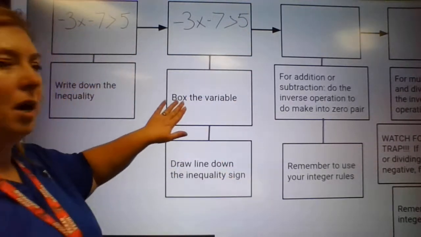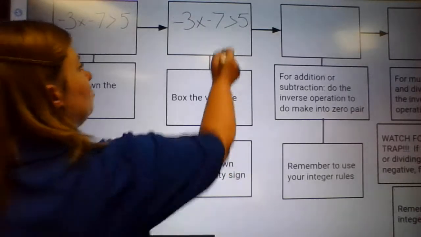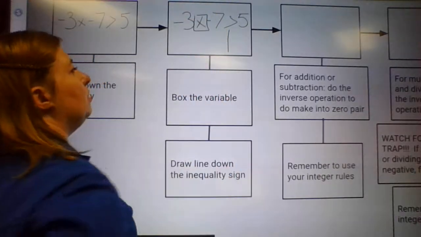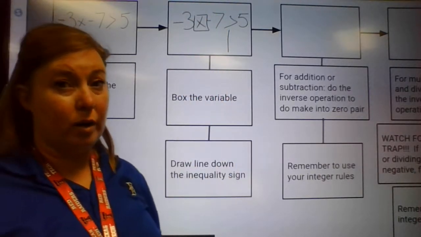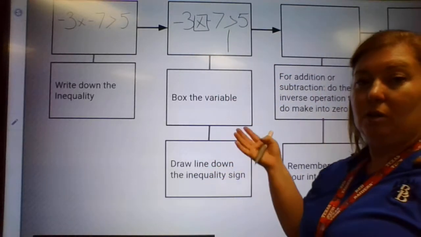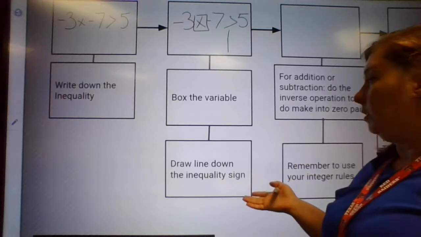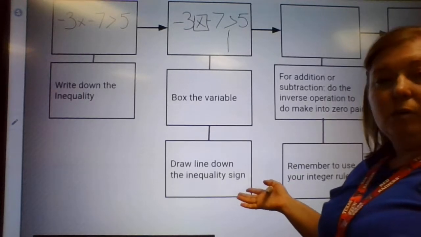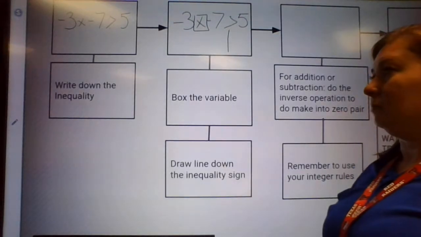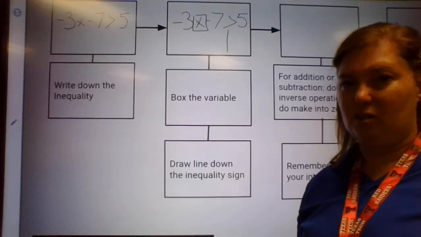My next step is to box my variable and to draw the line down the inequality sign. So I'm going to draw my line. I'm going to box that variable. We're still organizing it the same way we did with equations. So box the variable. Draw a line down the inequality sign. At any time you need to pause this video to write down, because I'm going too fast, you may do so.